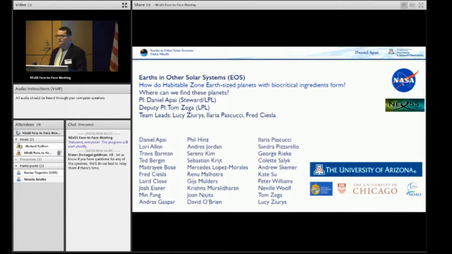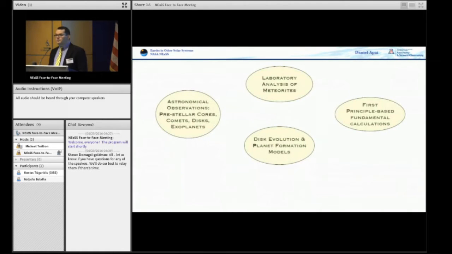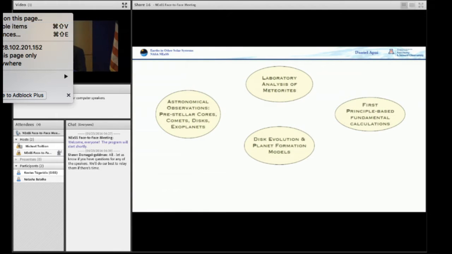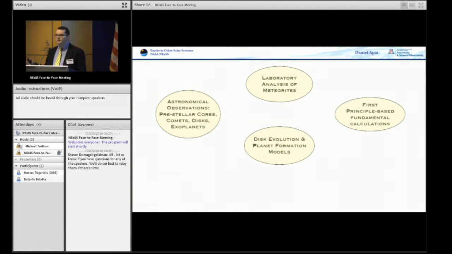The team itself is rather large. We have about 25 faculty senior investigators and about 15 students and postdocs joining the team. The lead institution is the University of Arizona, and we have involvement from a number of other institutions. So our approach to this ambitious and large question is interdisciplinary from the beginning. So we are combining astronomical observations of physical and chemical properties of prestellar cores, comets, disks, and exoplanets to study the continuity of the physics and chemistry through these stages.